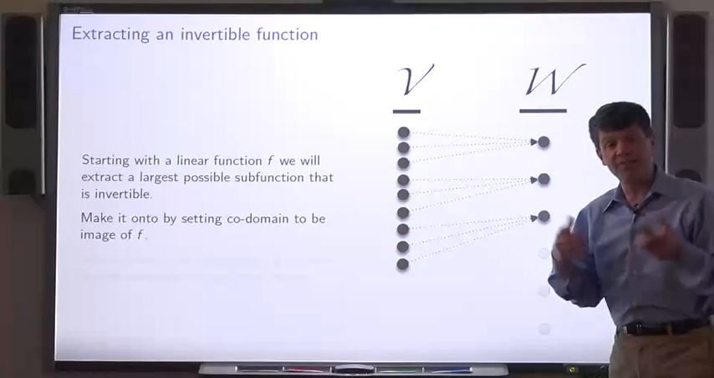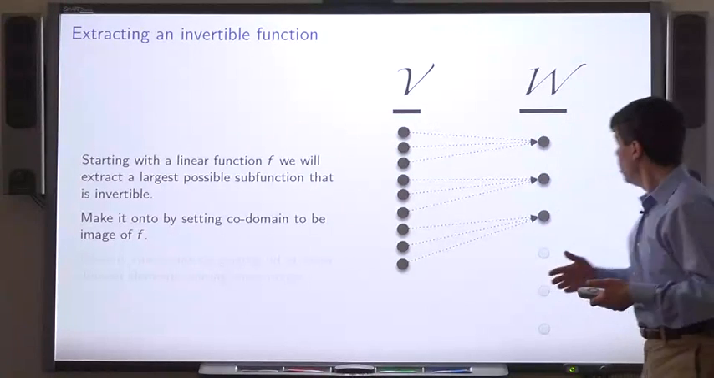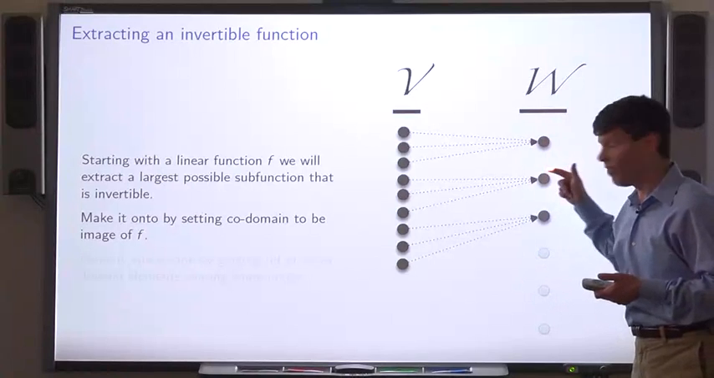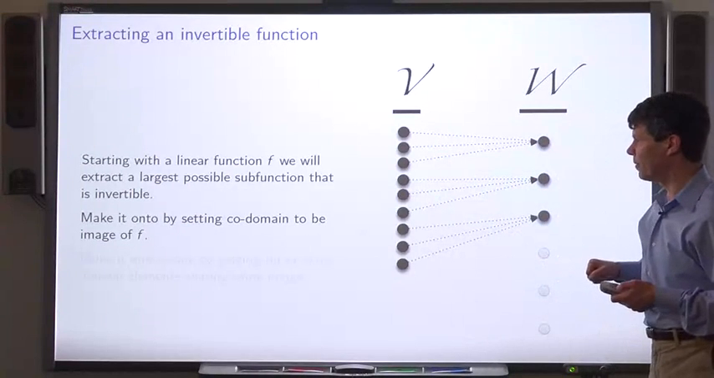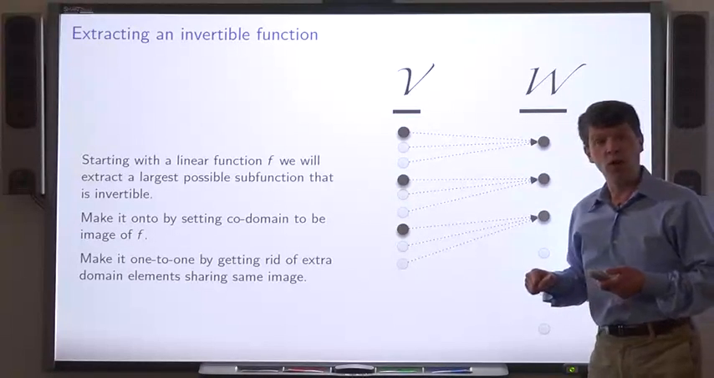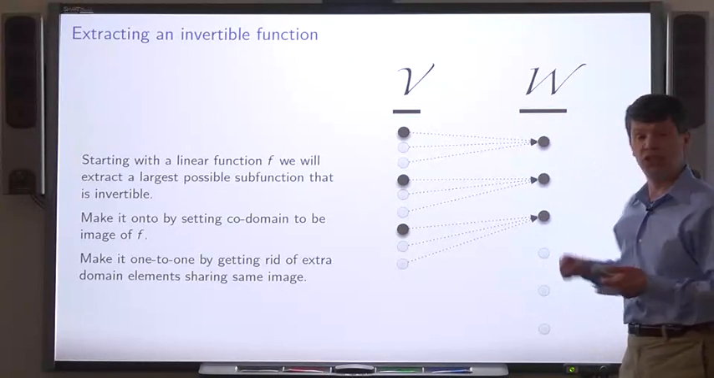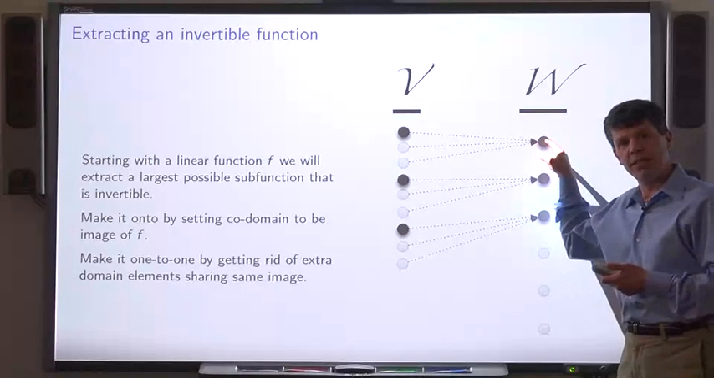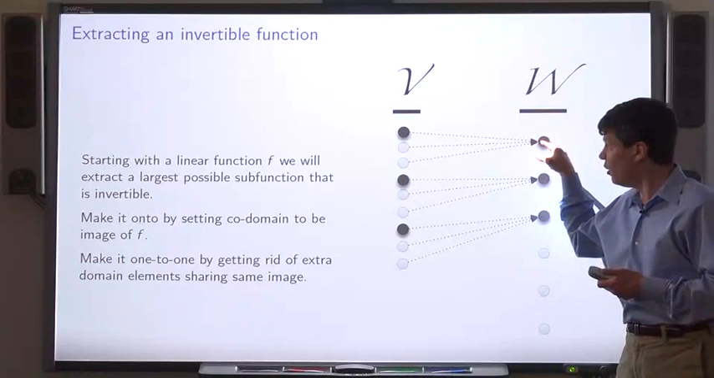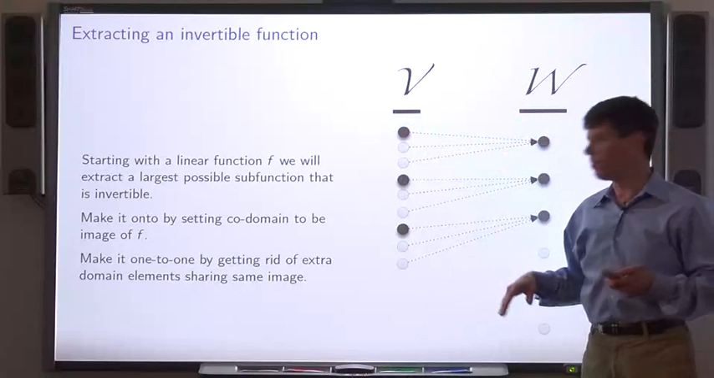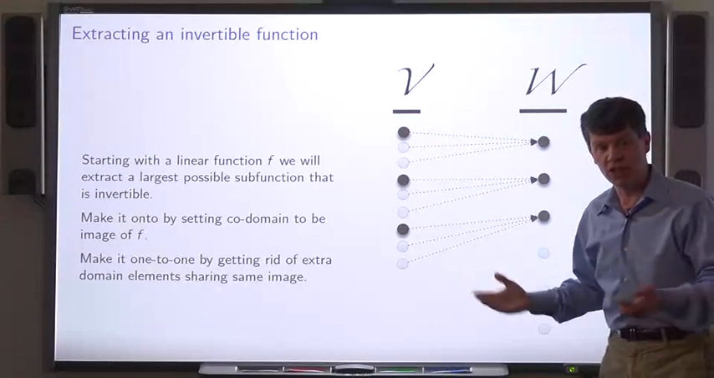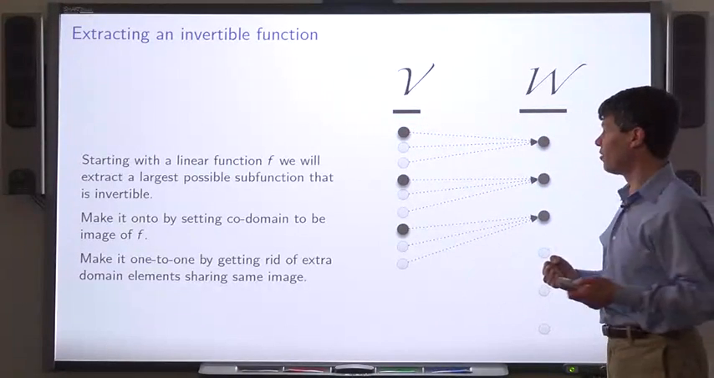We'll set the codomain of the function that we're extracting to be just the elements of the codomain of the original function that are images of things in the domain. Now, we can make it one-to-one by choosing for each element in this new codomain just one element that maps to it, and we throw away all the other ones. That's the intuition for extracting an invertible function.